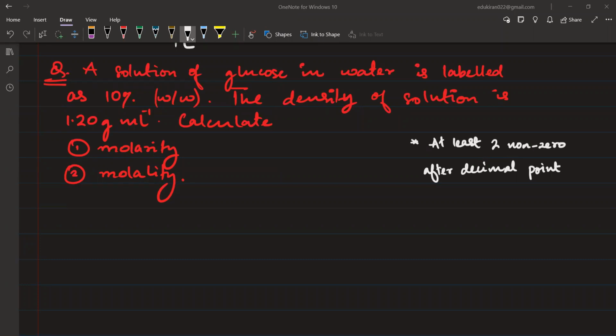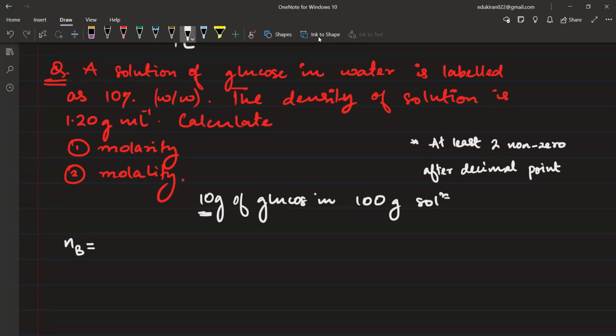For example, for both molarity and molality, one thing is common, that 10 gram of glucose in 100 grams of solution. So this 10 gram of glucose is same here, and you have to find the number of moles of glucose in both of them. So this will be 10 upon 180, grams divided by grams per mole, and this is equal to 1 upon 18. So keep this as 1 upon 18 moles.